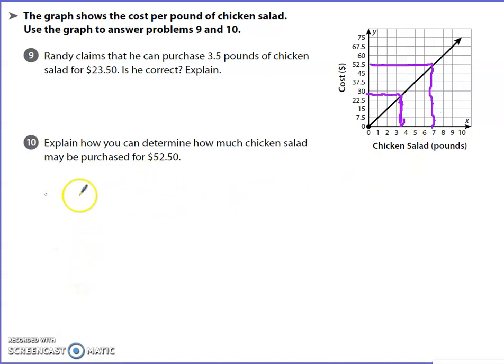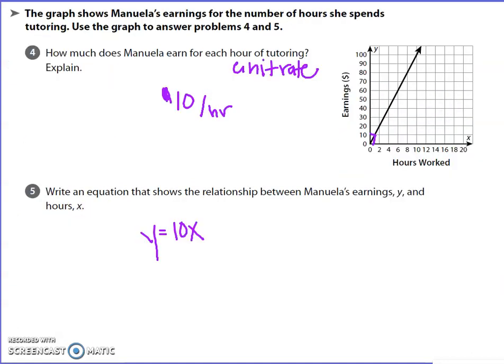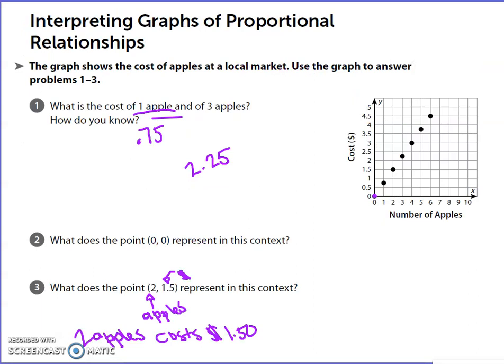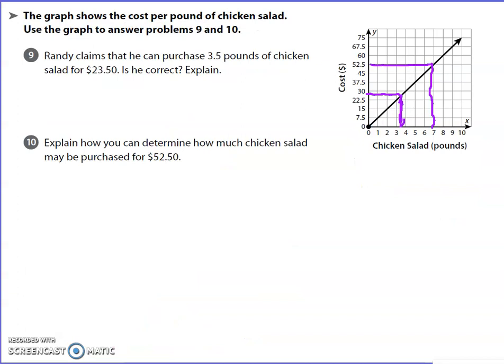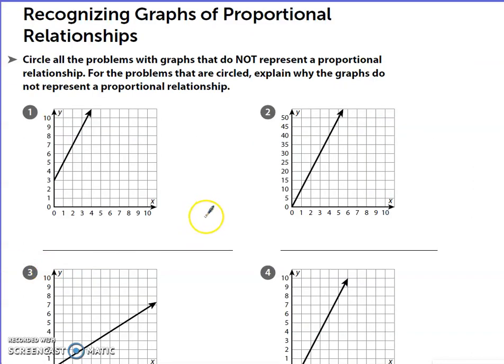Something you'll notice about all of these graphs that we've looked at so far, this one, this one, this one, and this one, is that they're all straight lines that go through the origin. That's a proportional relationship. Straight lines that go through the origin. Let's look at the next page.